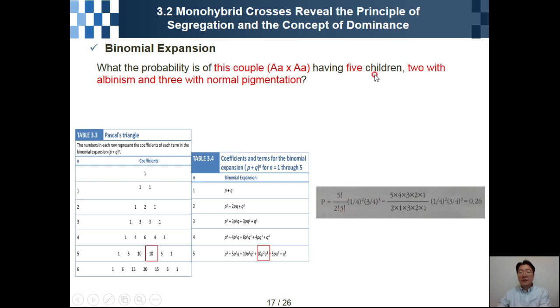Of those, 2 with albinism, so 1 out of 4 squares, and 3 with normal pigmentation, 3 out of 4. So finally, the probability will be 0.26, like this.